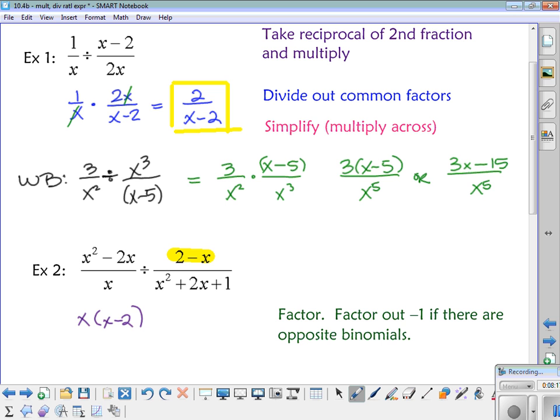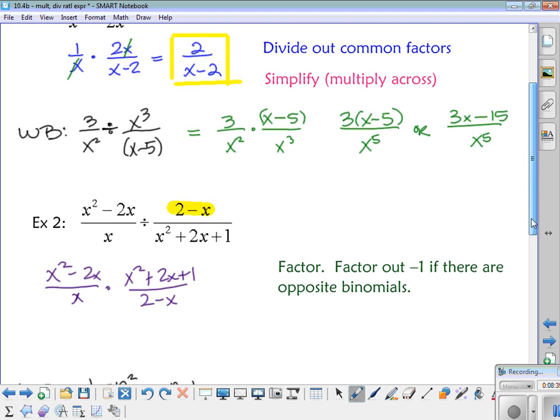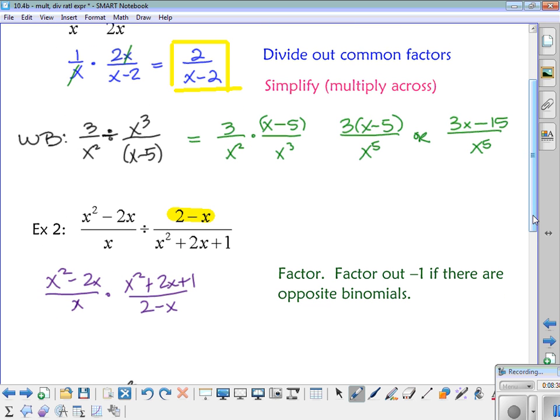Oh wait, but first I'm going to rewrite the problem before I do that. Alright, so I'll write it that way first. Now if I factor it, I take out an x, and I get x minus 2 left in parentheses. And then factoring my x squared plus 2x plus 1, that's just x plus 1 times x plus 1.